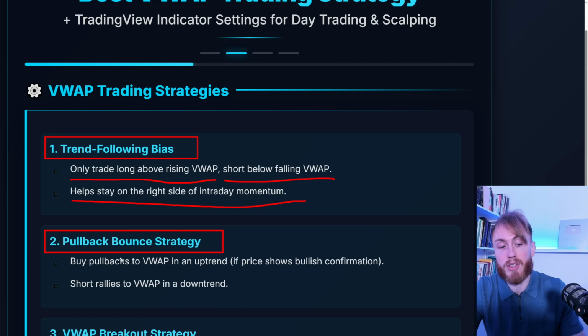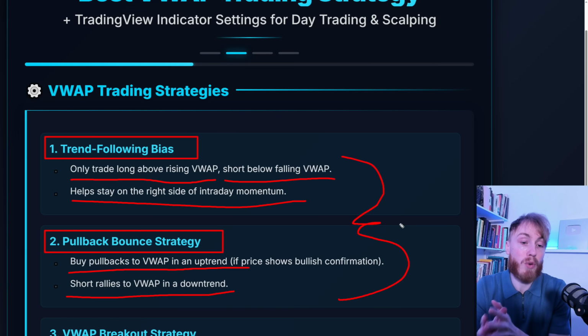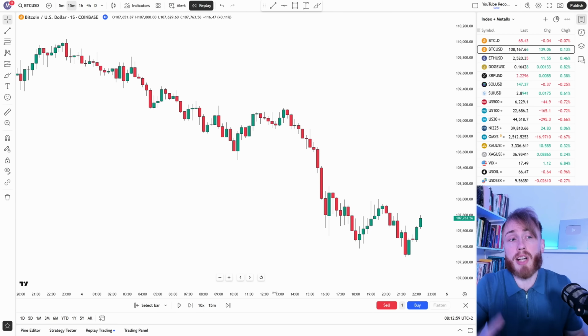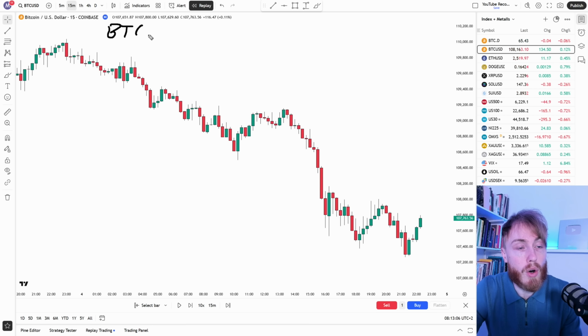But you can also use the VWAP to buy pullbacks to the VWAP in an uptrend, and you can short rallies to a VWAP in a downtrend. And what you can of course do is actually to combine both of these strategies together. But alright, so now let's jump back here into TradingView. I'm currently looking here at Bitcoin on the 15-minute time frame.